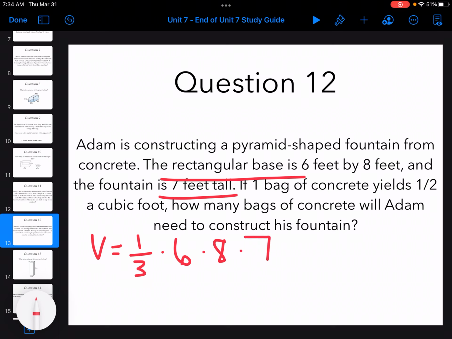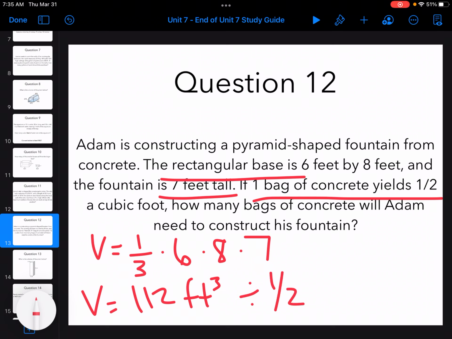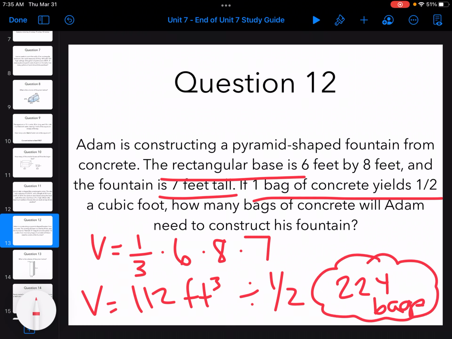So I'm going to put all that in my calculator, and I get 6 times 7 times 8 times 1/3, and I get 112 feet cubed, which is great. But then it says 1 bag of concrete yields 1/2 of a cubic foot. So I have to divide this by 1/2 to figure out how many bags of concrete I'm going to need. And I need 224 bags of concrete to make this pyramid. It's going to be a really heavy pyramid.